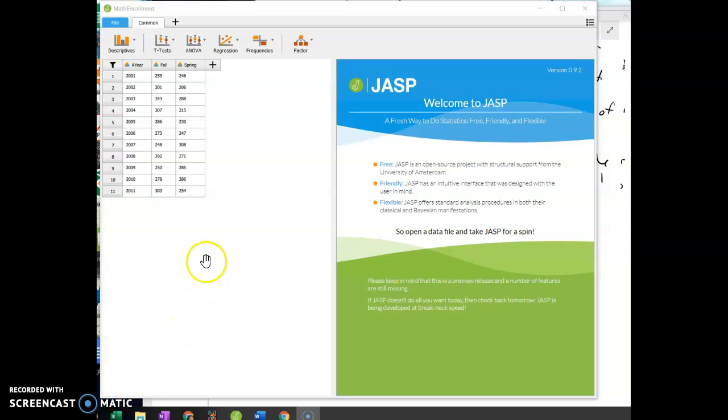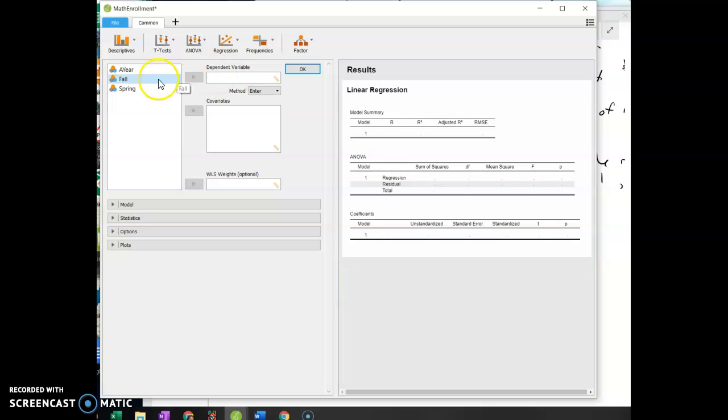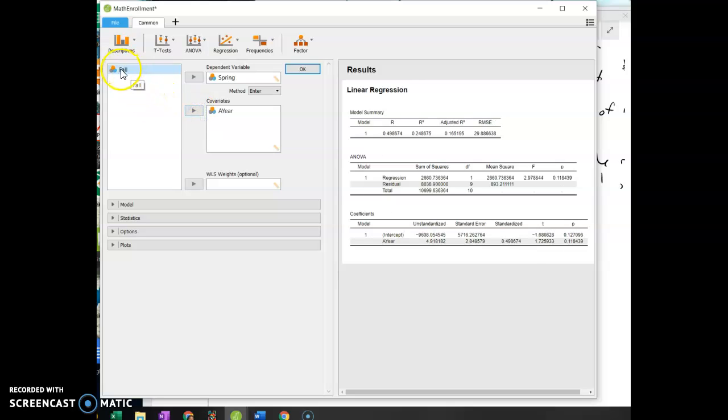Okay, this is number 20 in chapter 3, doing regression on the math enrollment data. And we'll go to regression, linear regression. Our dependent variable is spring enrollment, and we will put in the year as a covariate and the fall as a covariate. And to the right here, you see the output. So think for yourself what the equation will be for the regression.